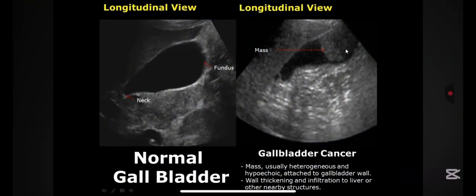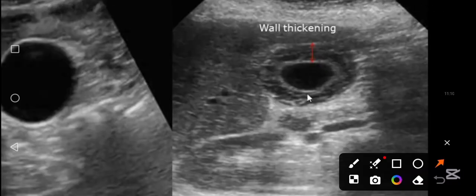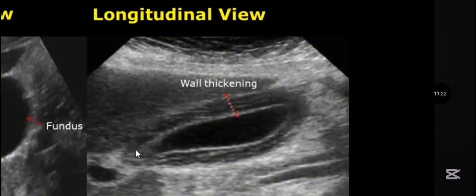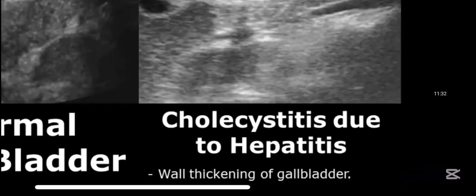Here is an image of wall thickening due to hepatitis. Here you can see only the wall is thickened and no other features are seen, such as gallstones, sludge, etc. This is another image. This is the longitudinal image of the gallbladder. The wall is extensively thickened. So it is an image of cholecystitis due to hepatitis. The wall will be thickened extensively.